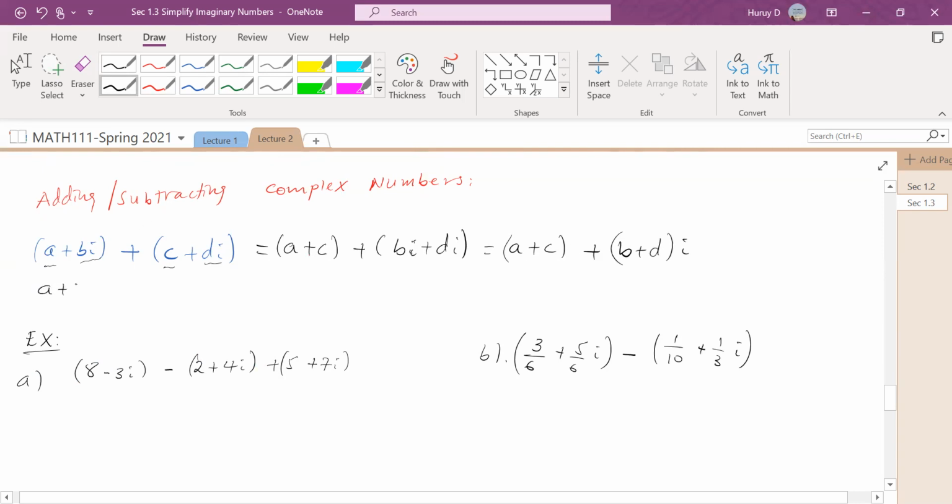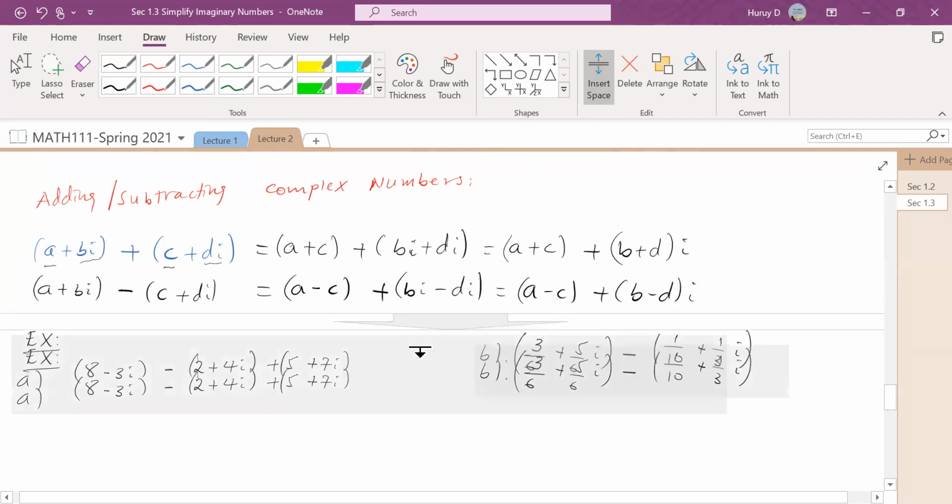Okay, so this is how we add. And with subtraction, it's the same. We distribute the subtraction, this minus, to both of them. So this becomes a minus c, and this one will be minus di, plus bi minus di, and this is a minus c plus b minus d times i.